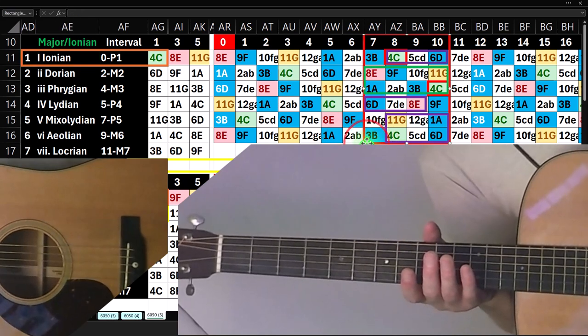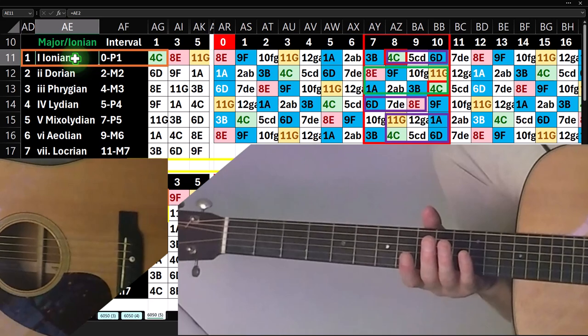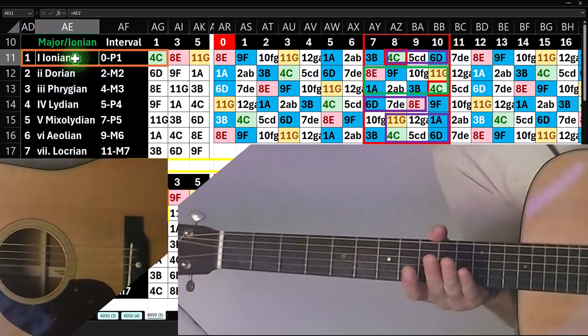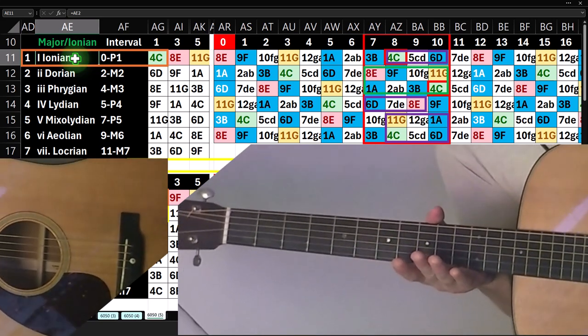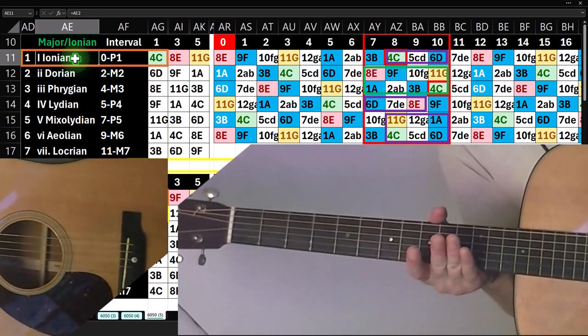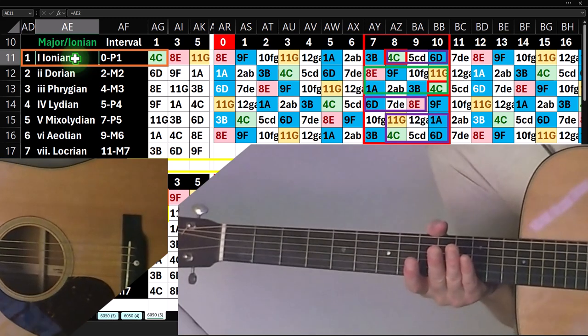Continuing on with what I would call position number two, this time looking at the major scale, otherwise known as mode one, the Ionian mode. The major scale is very important, not just because there's a lot of music written within the major scale, but because it's also the scale we use to orientate ourselves as we navigate through different modes.